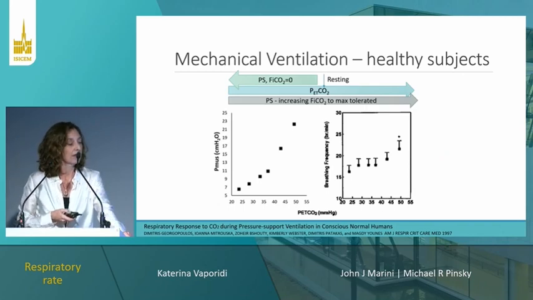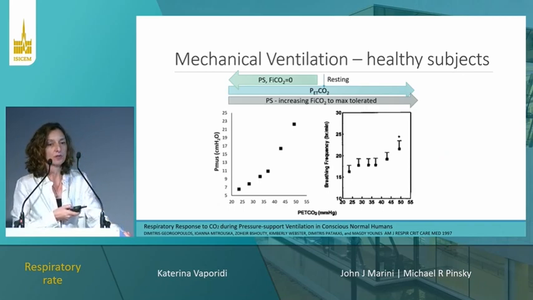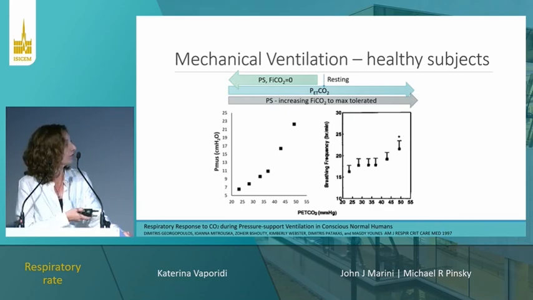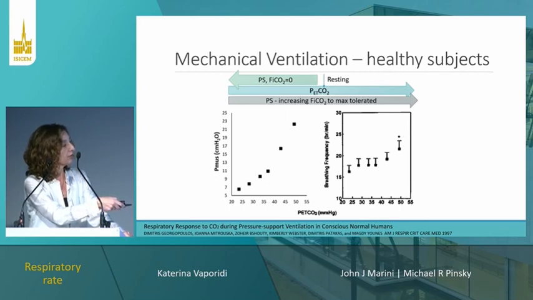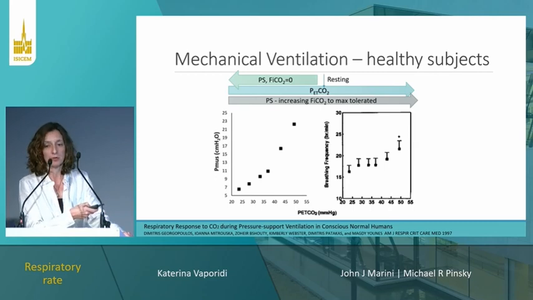This is an experiment, again from a long time ago, in healthy subjects on mechanical ventilation by my mentor, Professor Georgopoulos. These healthy subjects were first made hypocapnic with pressure support, and then hypercapnic with pressure support but inspired CO2. Notice the change in effort when they become hypercapnic, but also the decrease in effort when they become hypocapnic. But also notice what happens with the respiratory rate. It increases with hypercapnia, but remains very stable during hypocapnia.